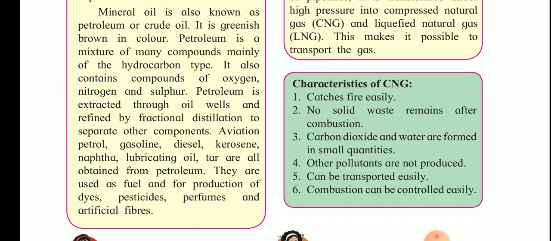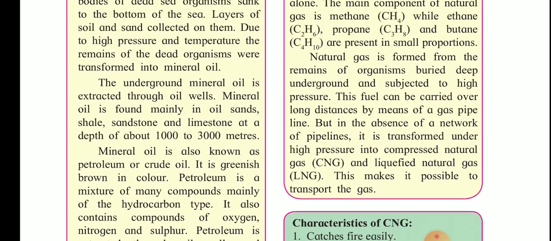Petroleum is extracted through oil wells and refined by fractional distillation to separate other components. Now, aviation petrol, gasoline, diesel, kerosene, naphtha, lubricating oil, tar are all obtained from petroleum. They are used as fuel and for production of dyes, pesticides, perfumes, and artificial fibers.